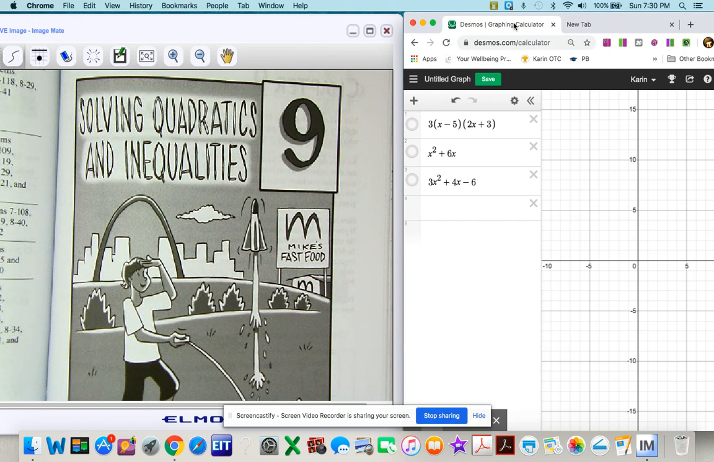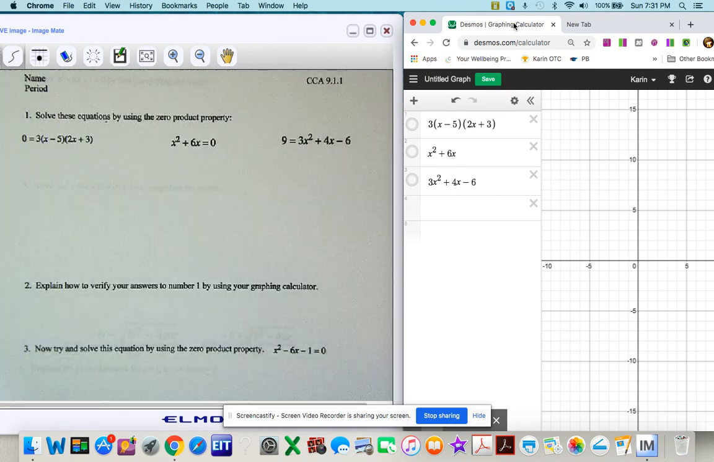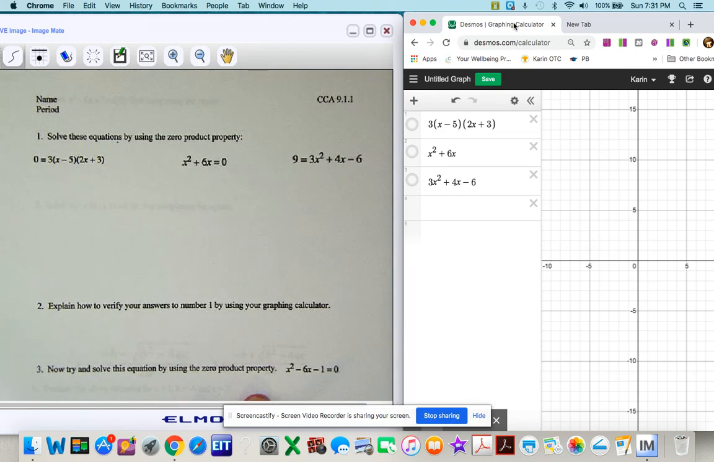Okay. All right. If you have access to a printer, go ahead and print out this worksheet that goes with 9.1.1. If you can't, you can get out your own paper and work through some of these warm-up problems, okay? The first question asks you to solve these equations by using the zero product property. I'm going to try the first problem here. See if you can solve it using the zero product property.